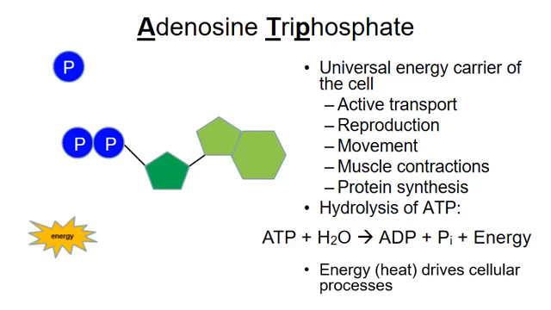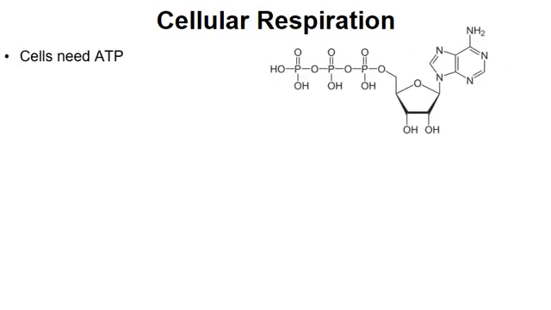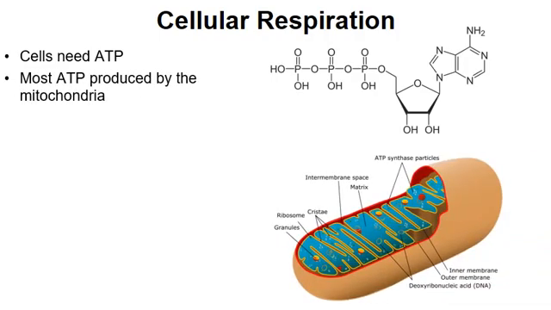So how is this molecule of ATP created? Well, ATP gets created through cellular respiration. Cells need ATP to power their chemical reactions. And most ATP gets produced by the powerhouse of the cell, the mitochondria. The powerhouse because it produces the ATP power.